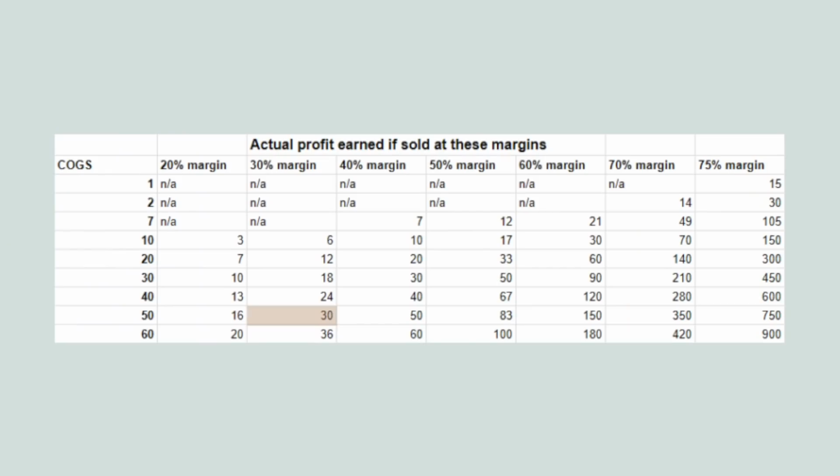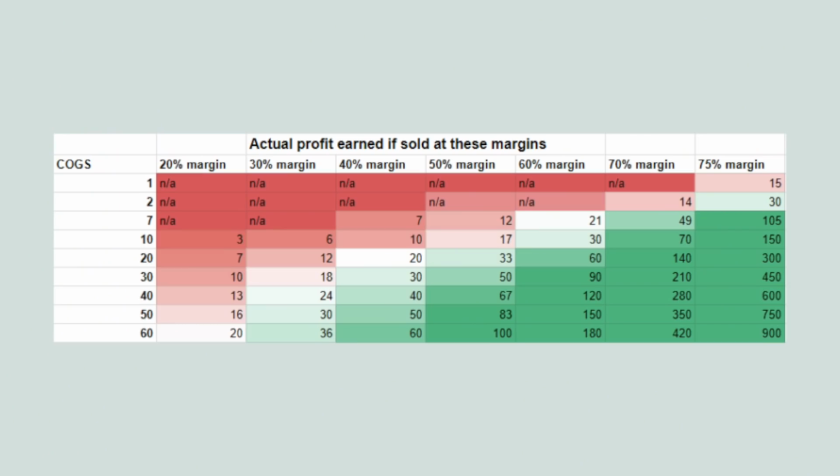I want to make a quick note about the pattern that appears on this table. The same profit pops up at many different coordinates. A 30% profit margin on a $50 cost of goods item, a 40% profit margin on a $30 cost of goods item, a 60% profit margin on a $10 cost of goods item, or a 75% profit margin on a $2 cost of goods item, all yield us a similar $30 profit. Here you can see that if you focus on profits over profit margin, the table starts to divide itself into worthwhile or not worthwhile opportunities.